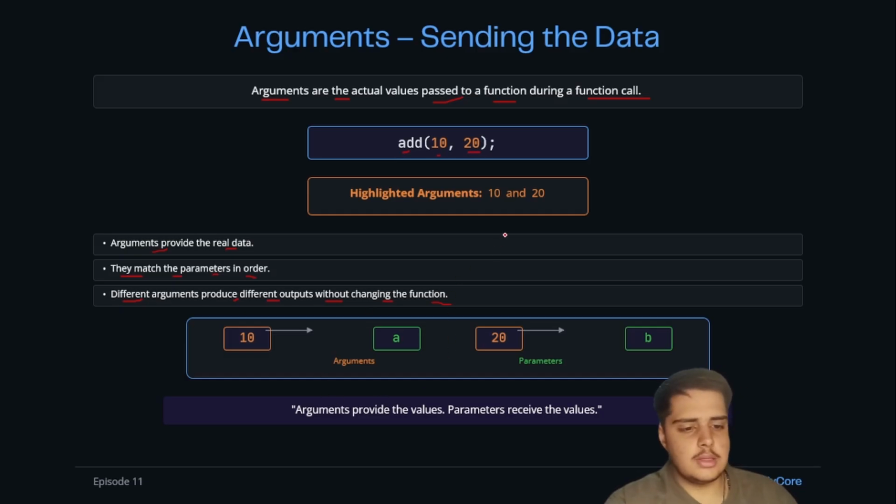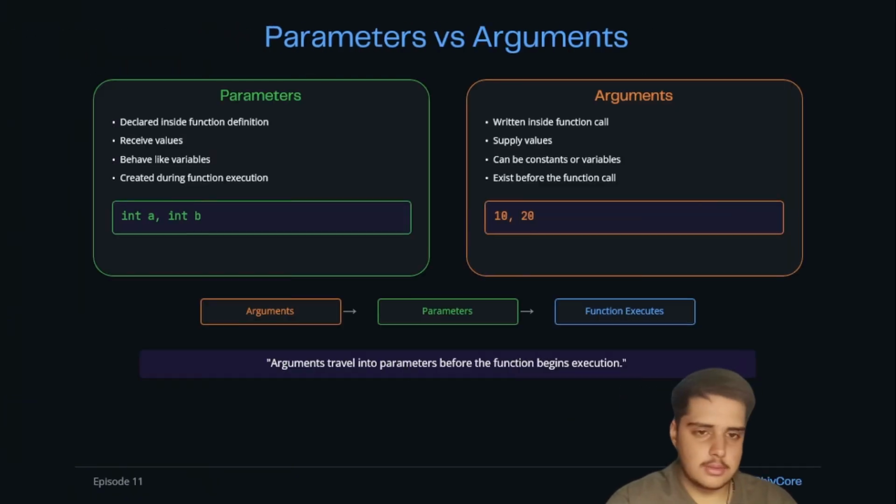So arguments are in the order of left to right always. Whatever value you give from the left will be taken by the left-side parameter. Like 10 is for A and 20 will be taken for B. So simply, the orange ones are arguments and the green ones are parameters. Arguments provide the value and parameters receive the value. Simply, parameter versus arguments.